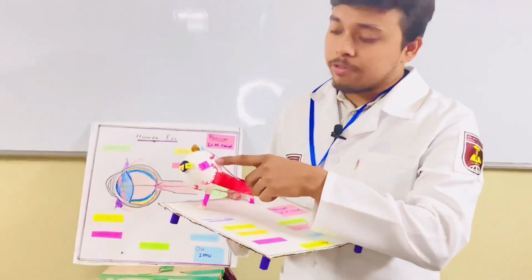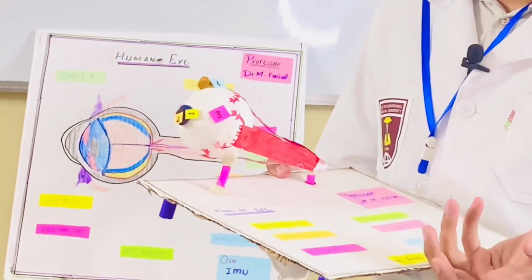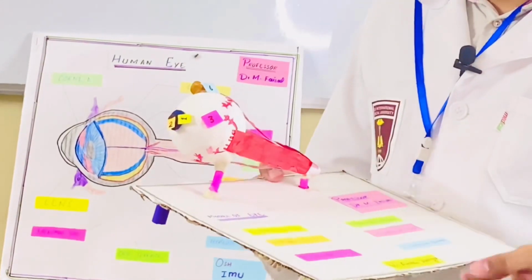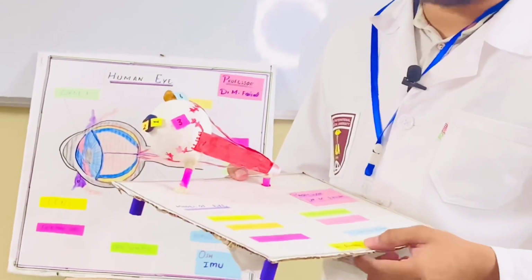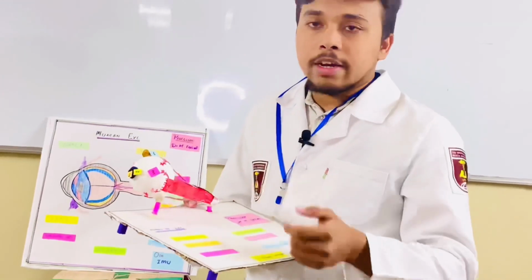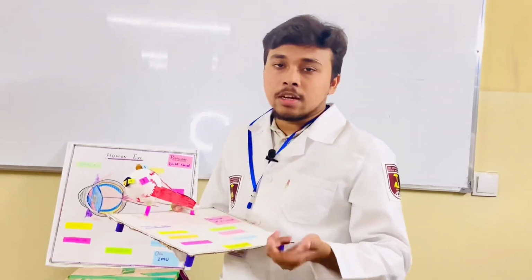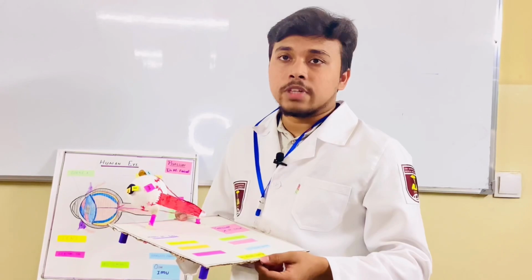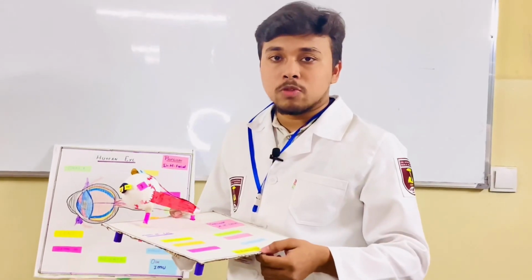Sclera is a white ball-like shape. It is fibrous. It maintains the shape of the eye. Number 4, we have rectus muscles. Rectus muscles basically provide the support and movements of the eye, upward movements and downward movements.